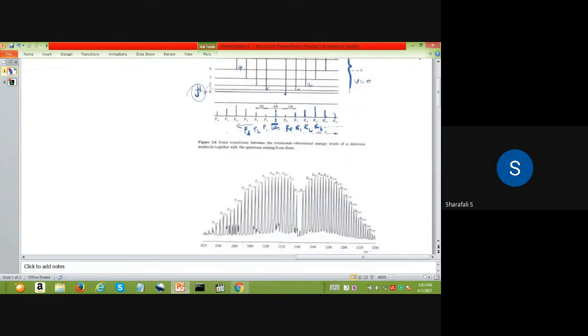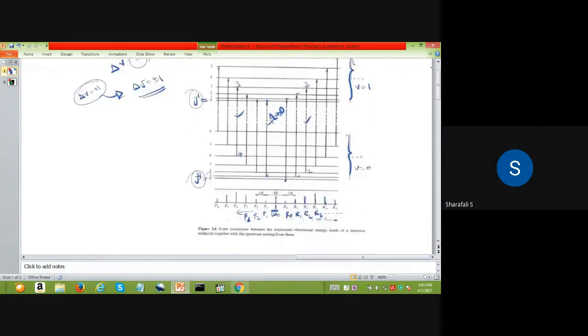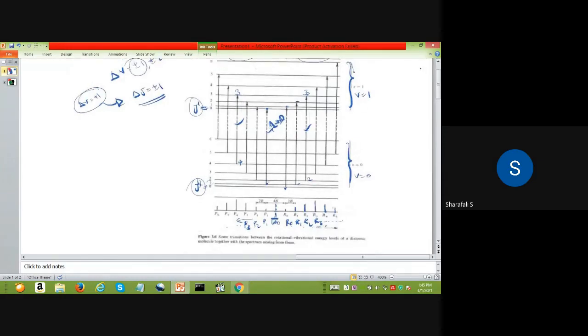So that's about the vibrational or vibrating rotator case. And we have the carbon monoxide spectra that we'll discuss in the next class. So up to this, we have covered the vibrating rotator with the Born Oppenheimer approximation. And in the next class, we will discuss the breakdown of this Born Oppenheimer approximation and what will happen in that case.